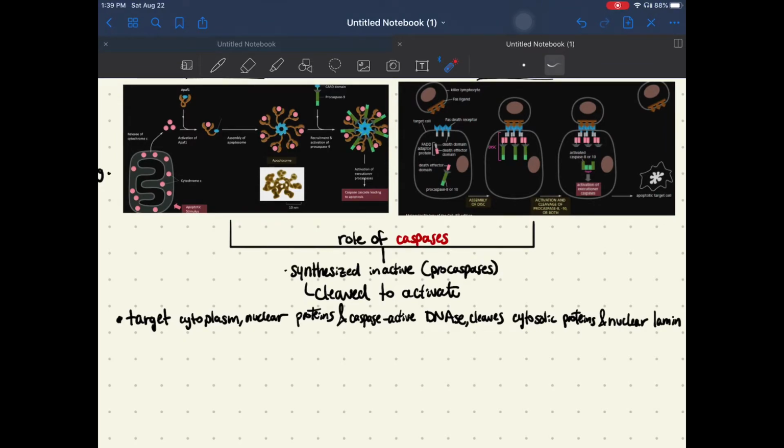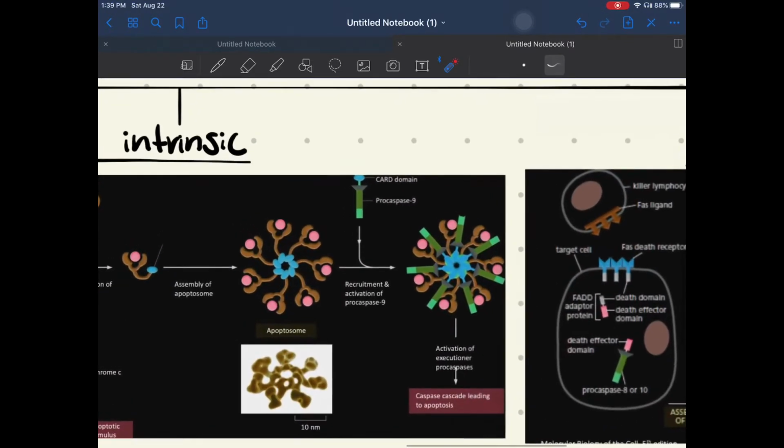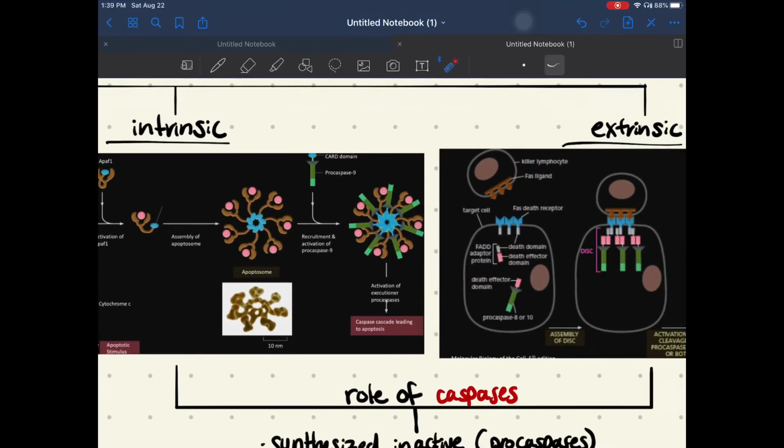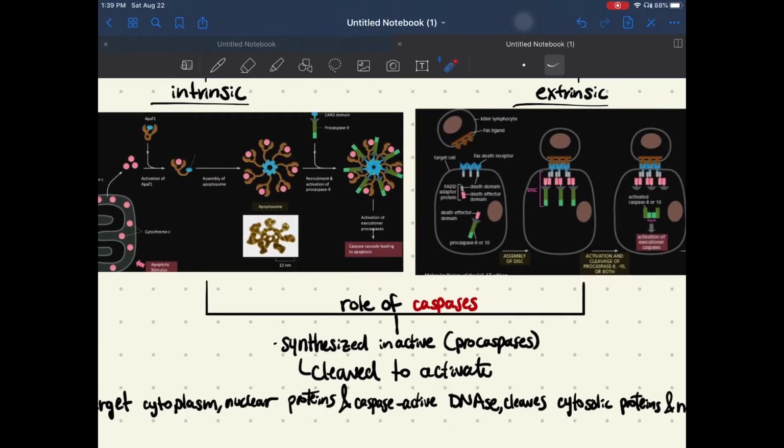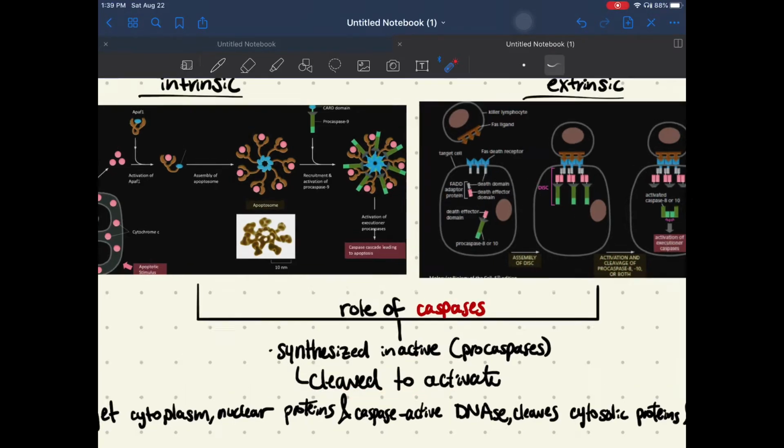The role of a caspase, well, let's just first talk about what a caspase is. So they're first synthesized in an inactive form, in a procaspase form. If we look in the intrinsic pathway, you can see that it's in an inactive form here, because you don't want to induce apoptosis just randomly. That won't be good for any of your cells. So it's synthesized in an inactive form, and then it's cleaved to activate.